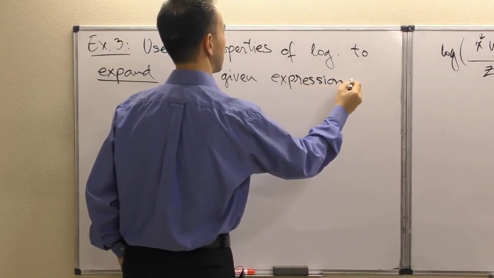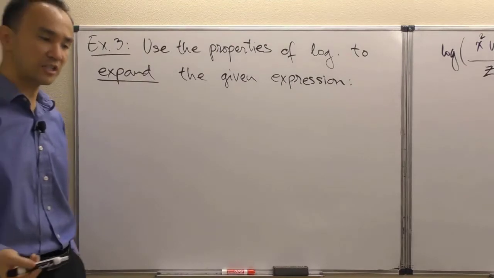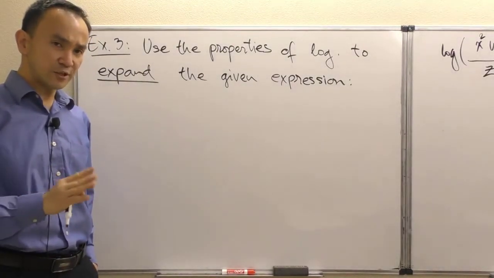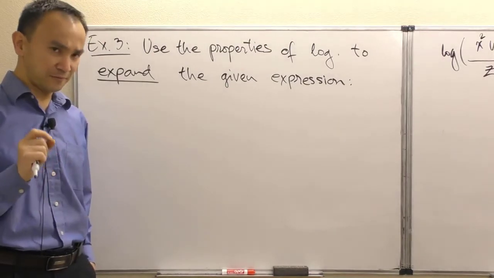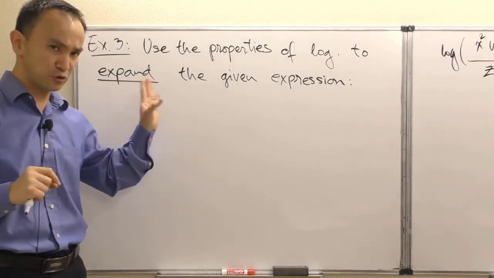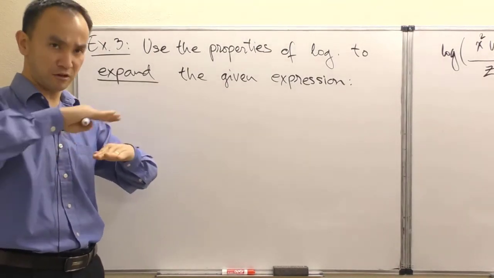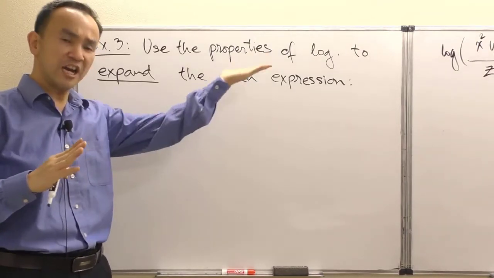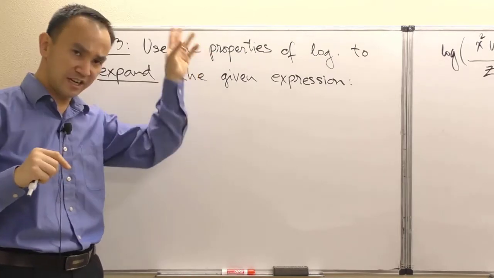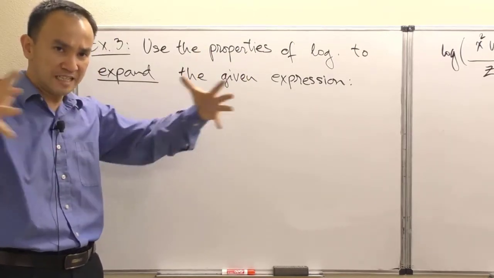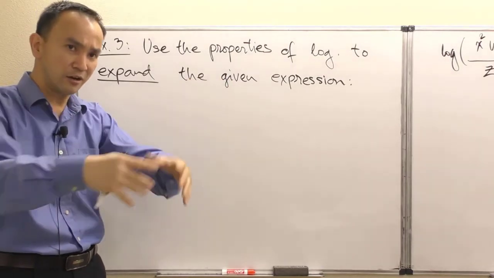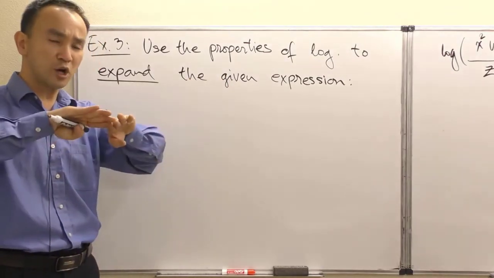We want to use the properties of log to expand a given expression. Before I really get started, for the first couple of problems of example 3, allow me to move at a really slow pace so that I can explain. It gets a little trickier when it goes the opposite way. Earlier in example 1 and 2, we went from a lengthy expression and simplified it down to one single logarithm. So here we are about to go the opposite way.